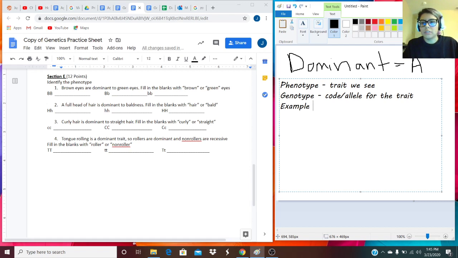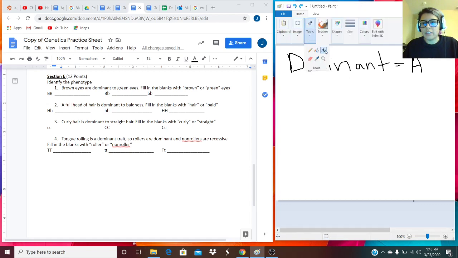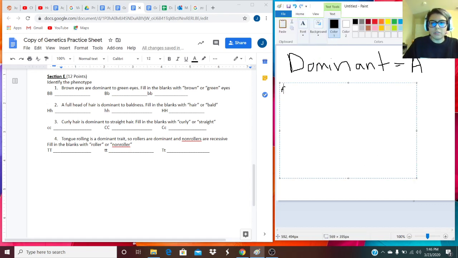Let's say we have GG. And so this is the code. That's the genotype. Let's do this again, sorry. Okay, GG. So phenotype is what we see, what we can see.